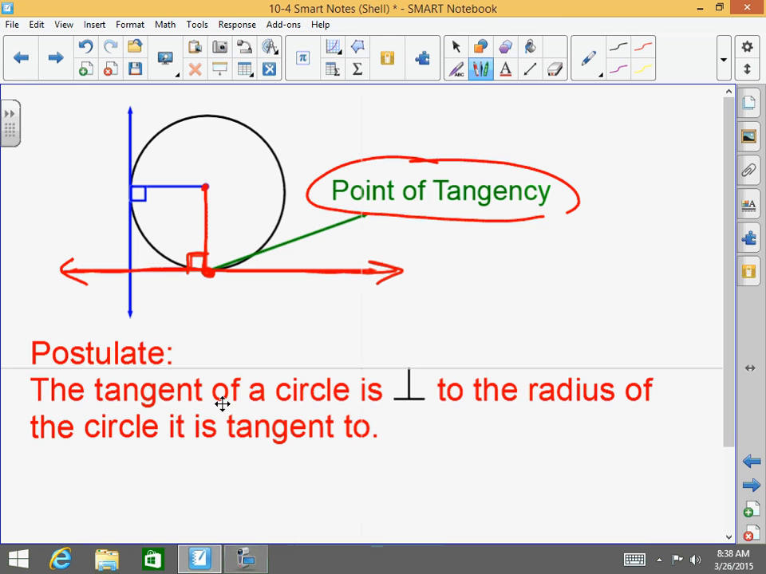If I have a point of tangency here like this blue line, and I drop a radius to this point of tangency, I have a right angle. That's the postulate.